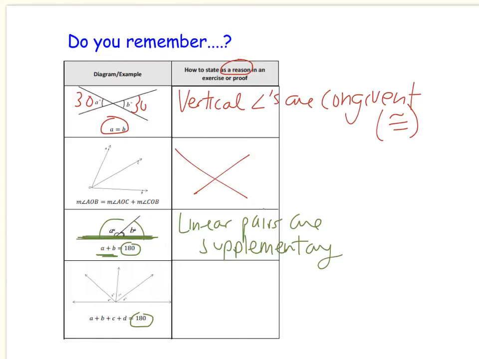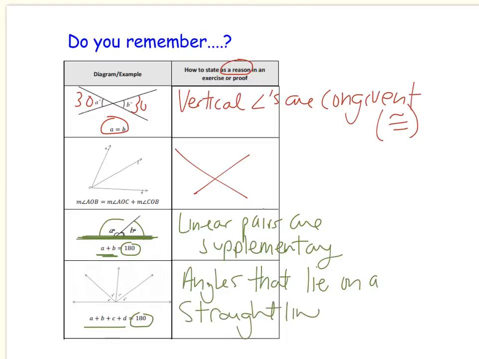In this particular case, same idea in this fourth one, but we just have multiple angles. Instead of just a pair of angles, we have, in this case, four. So we can say, in general, that angles that lie on a straight line are supplementary.